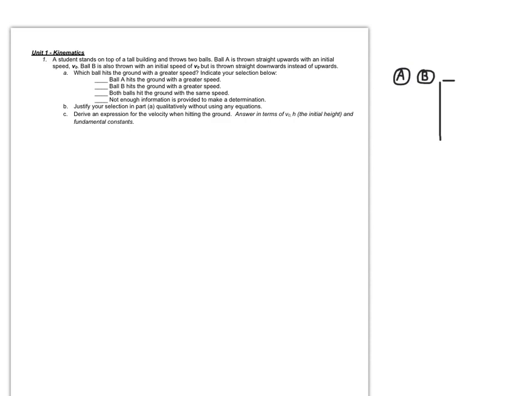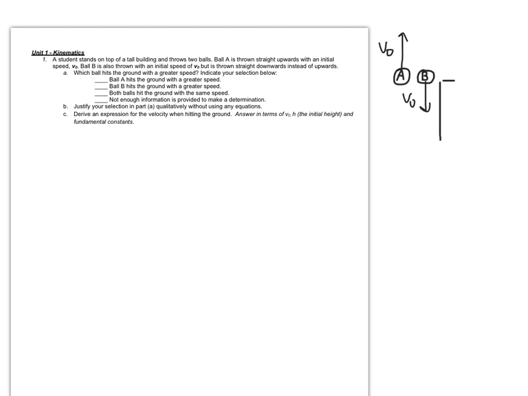Alright, so for this first problem here, we have a student standing on top of a building with two balls, A and B. The student is going to throw one ball straight up in the air. That's going to be ball A, with an initial velocity that we're going to call v0, the velocity at time 0. And he's going to throw ball B also with an initial velocity of v0, but it's going to be straight down like that. And we're asked which ball hits the ground with a greater speed.